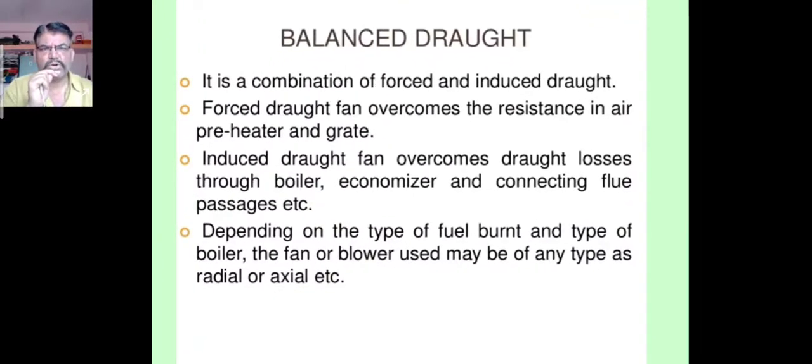What is a balanced draught? It is a combination of the forced as well as induced draught. The forced draught fan overcomes the resistance in the air preheater and the grate. The induced draught fan overcomes draught losses through the boiler, economizer and connecting flue passage, etc. Depending on the type of fuel burnt and the type of boiler, the fan or blower used may be any type, such as radial or axial, etc.